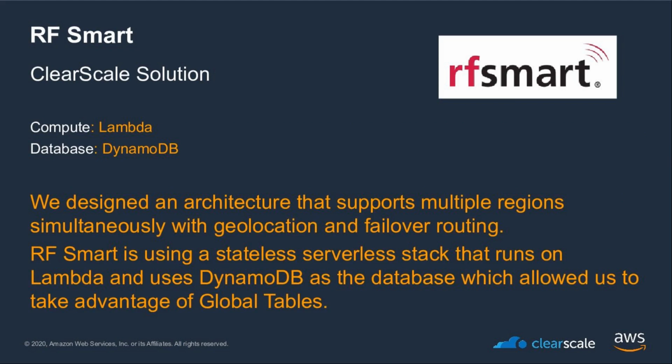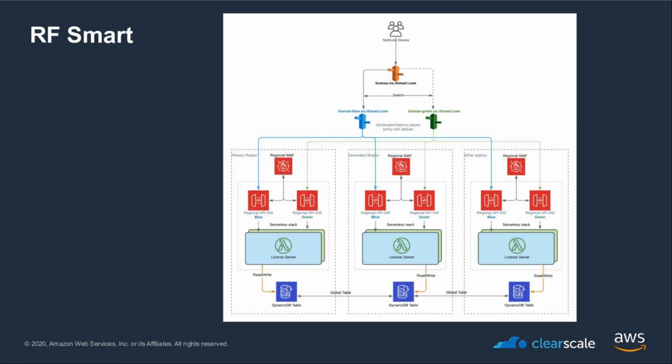And so at ClearScale, we designed a system that used Lambda for the application layer and DynamoDB as the database layer. Doing this allowed RF Smart to take advantage of DynamoDB's global tables and have many instances of their applications running on the same data all over the globe, so that they'll have no downtime. I'm going to show a diagram of what it looked like, and it's pretty simple.